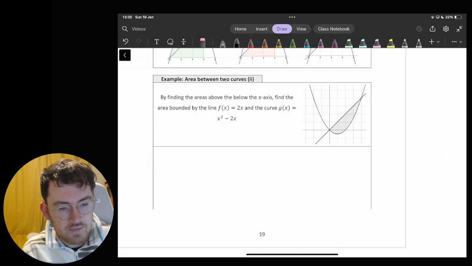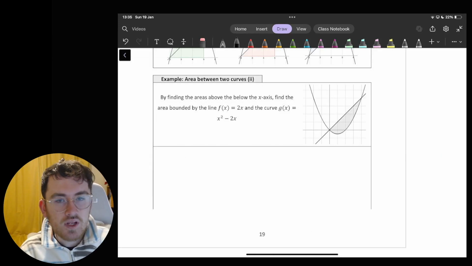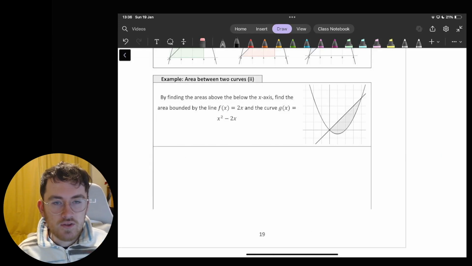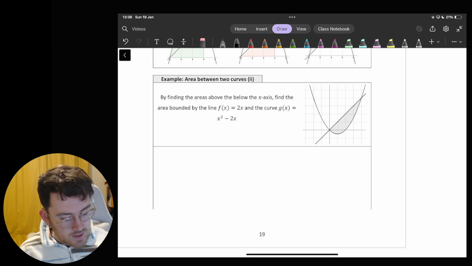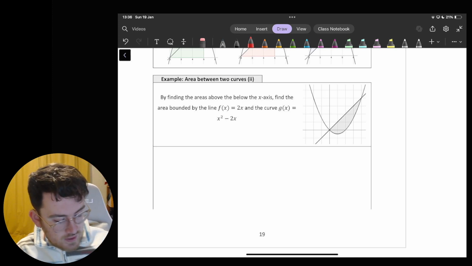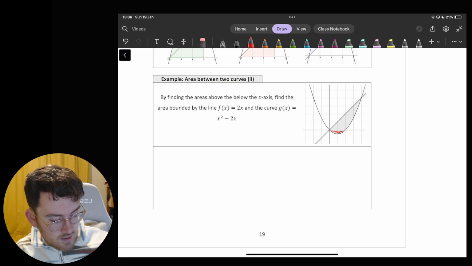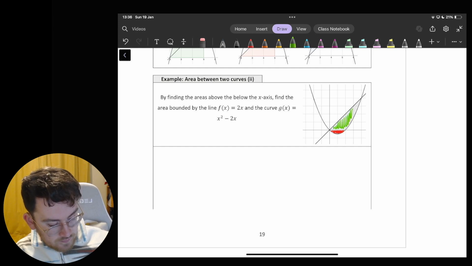Okay, second example, let's have a look. So we're finding the areas above and below the x-axis. Find the area bounded by the line f of x equals 2x and the curve g of x equals x squared minus 2x. Okay, so they're kind of giving us a little hint here really on what they want us to do. So we're going to look for this area below the axis. Okay, and we're going to look for this area above the axis here.